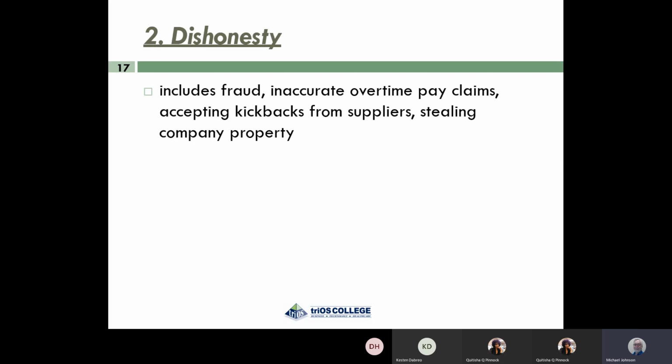So accepting kickbacks, by the way, is illegal in Canada, period. Therefore, the company can remove you because they can be held accountable legally as well. Stealing company property is always going to be a big issue. Sometimes when you steal company property, you may be preventing other people from doing their job. And that really creates a serious issue.